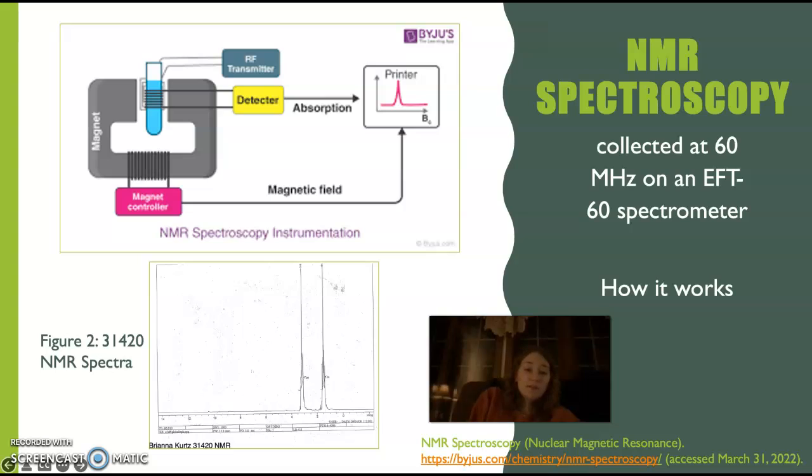The number of peaks, which in this case would be 2, gives you the types of H. And the ratio of peaks, which would be 1 to 1 in this case, gives you the number of H nuclei in each peak, or the type of H. And for our experiment, the NMR spectroscopy was collected at 60 MHz on an EFT 60 spectrometer.